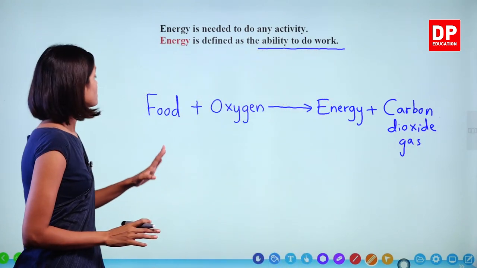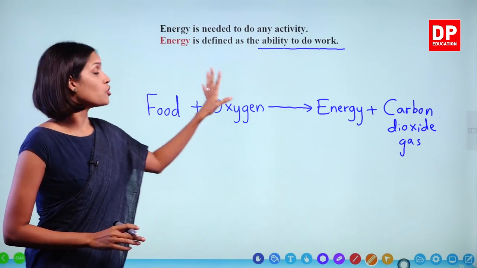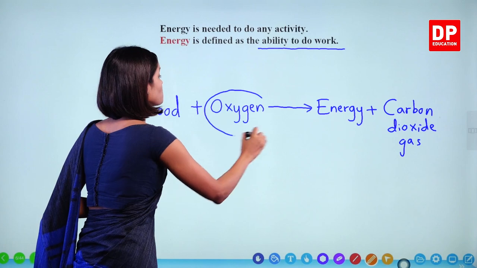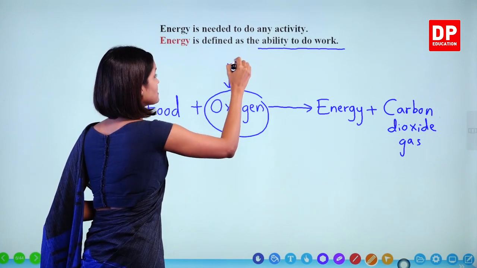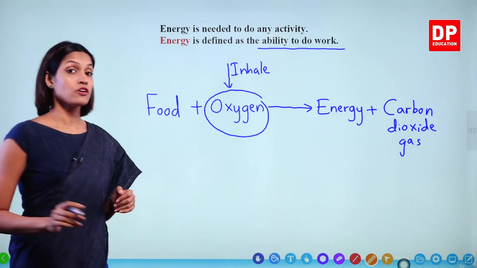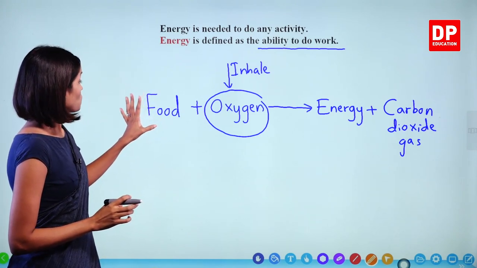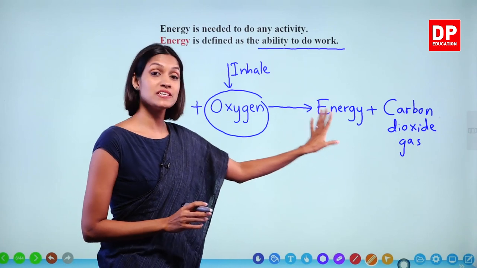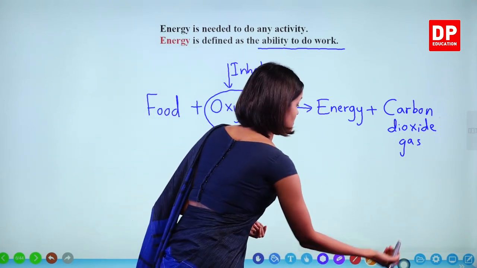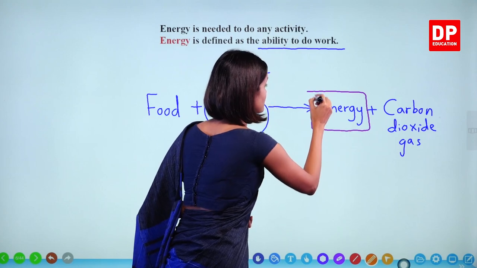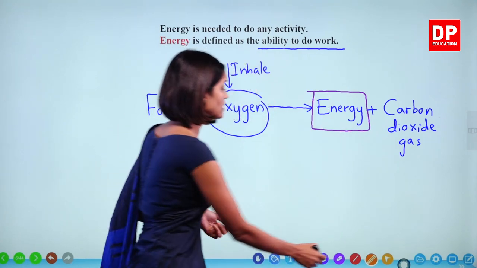Okay, children. So food reacts with the oxygen we inhale. You all know that we get oxygen by inhaling. We have to inhale oxygen. Okay? So, food reacts with the oxygen we inhale and it produces energy. So, this is how our body produces energy, children. Okay?